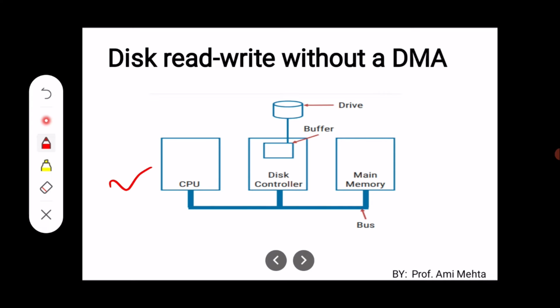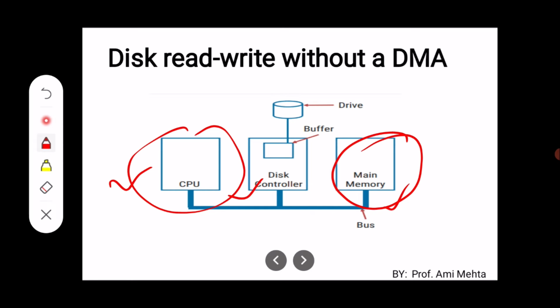So this is the CPU, this is the disk controller, this is the main memory. Every time whenever there is a requirement of transferring data to main memory, the CPU is occupied. For example, data comes from the drive into this buffer, and from the buffer, now there is a requirement of a read or write operation with main memory, and the CPU is occupied.